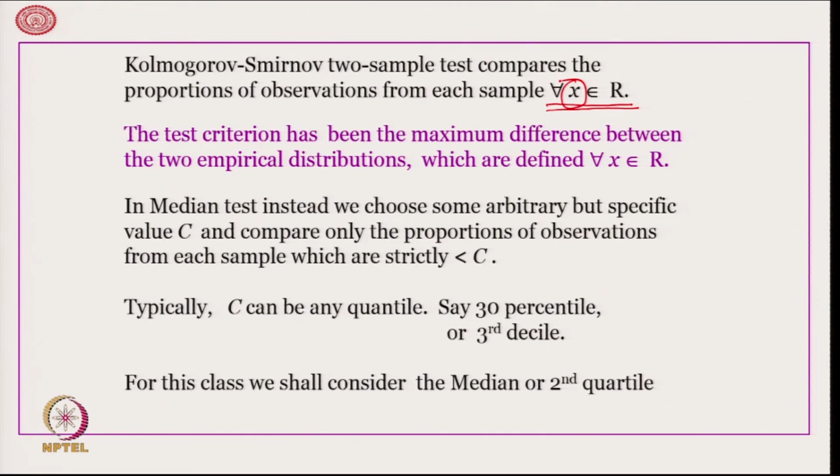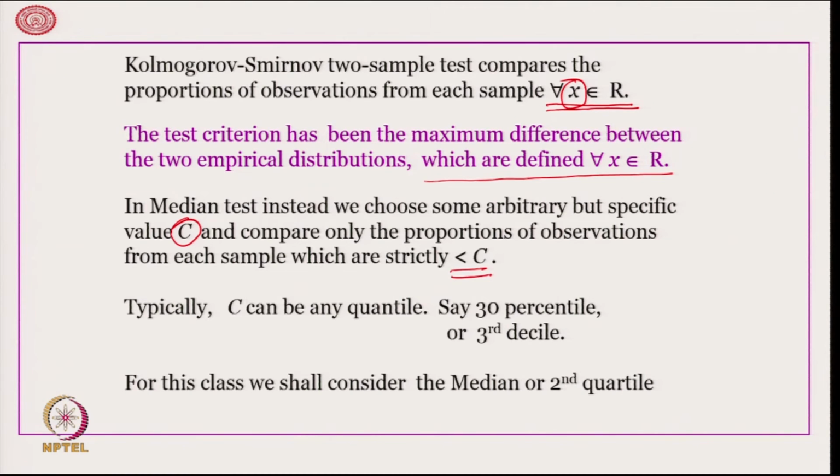and the test criterion has been that the maximum difference between the two empirical distributions which are defined for all x belonging to R. However, in median test, instead of choosing the entire x belonging to R, we choose some specific value c and compare only the proportions of observations from each sample which are strictly less than c. Typically, c can be any quantile.